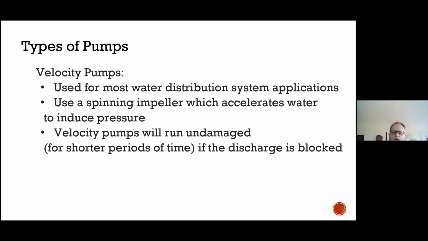Another thing that makes velocity pumps so versatile is that we can actually start them against a closed valve, which is very important when we are minimizing water hammer, or when we don't have, say, a variable speed drive that can slowly ramp the motor and the pump to full operating condition. We do that by closing the discharge valve and starting the motor, which starts the pump, and that is okay. It doesn't damage the pump. Whereas if we did that with a positive displacement pump, it could ruin that pump.